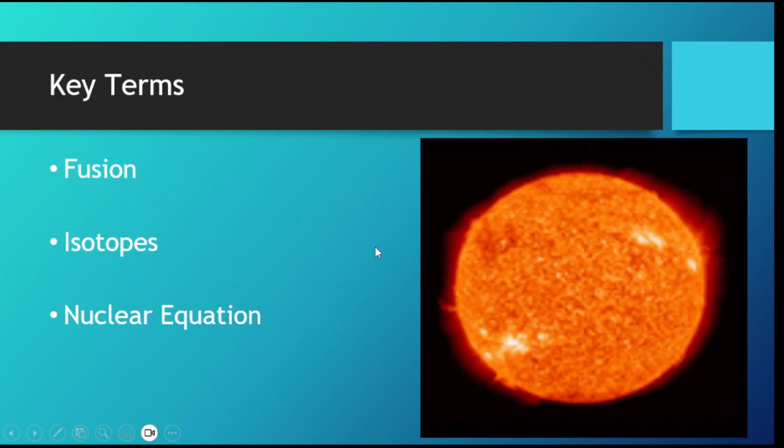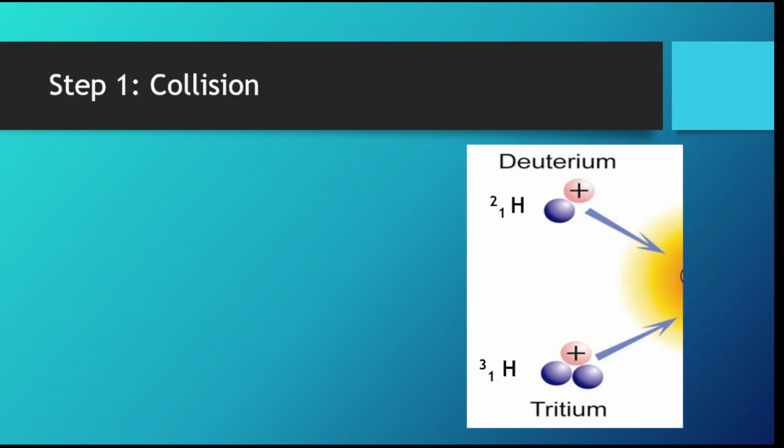All right, so some key terms that we're going to talk about here in fusion. The first one is, of course, fusion, what it is, how it happens. Isotopes, we've talked a little bit about isotopes, we reviewed isotopes, and so we'll be using those nuclear notations here. And then a nuclear equation. I'm going to explain what is a nuclear equation and how it works. All right, here we go.